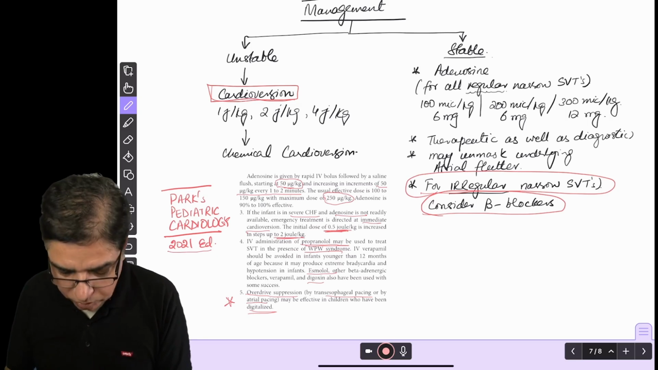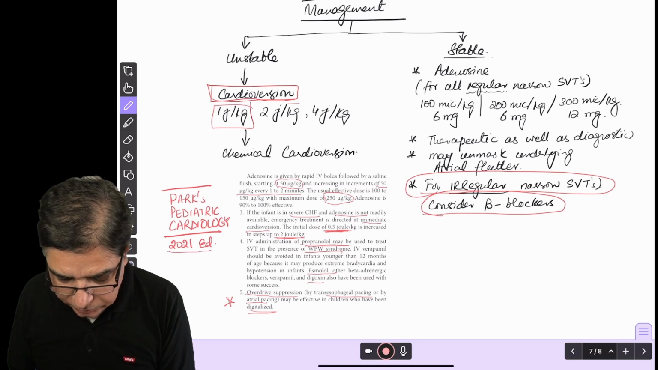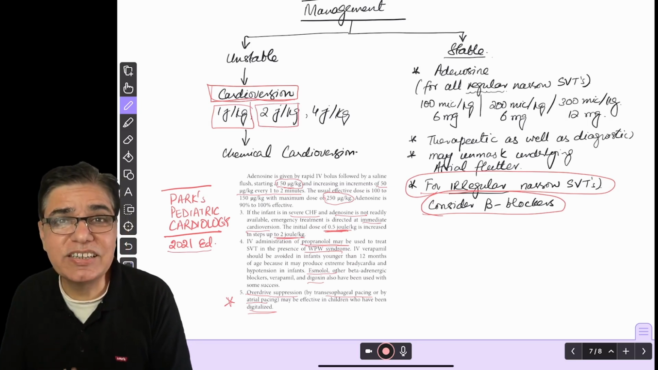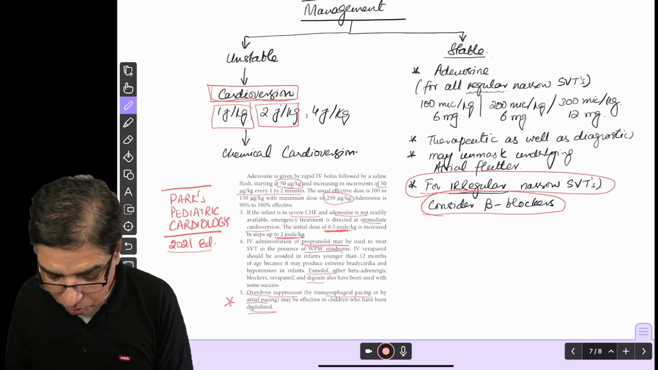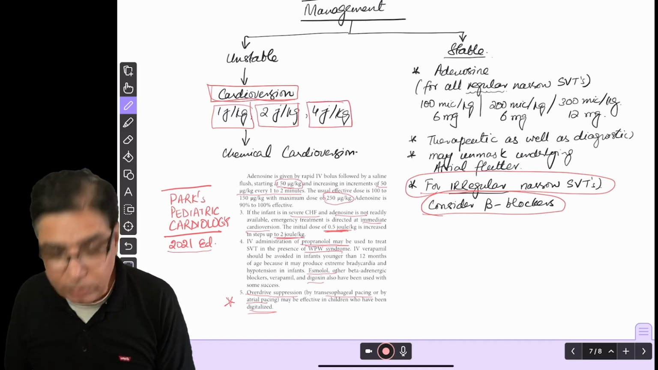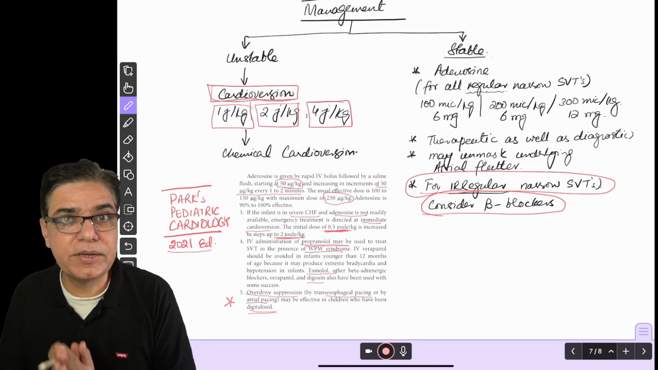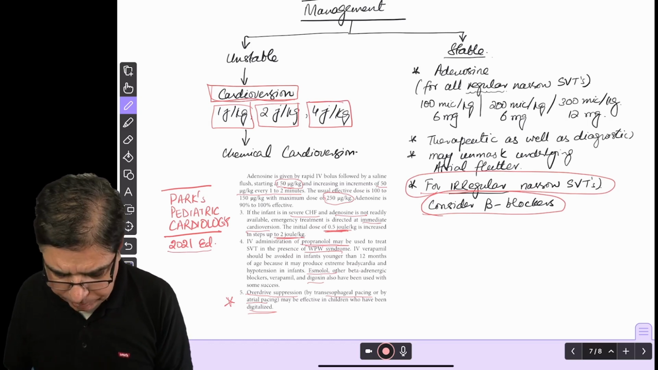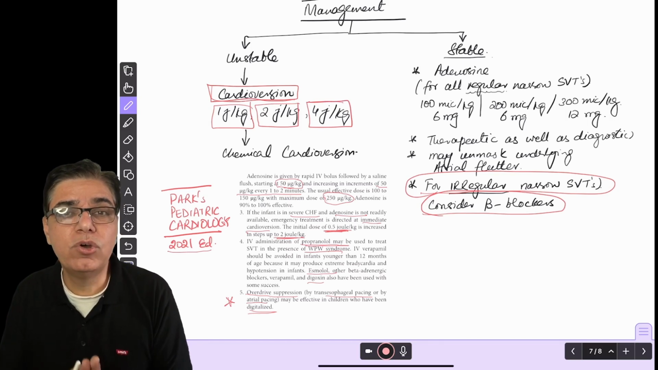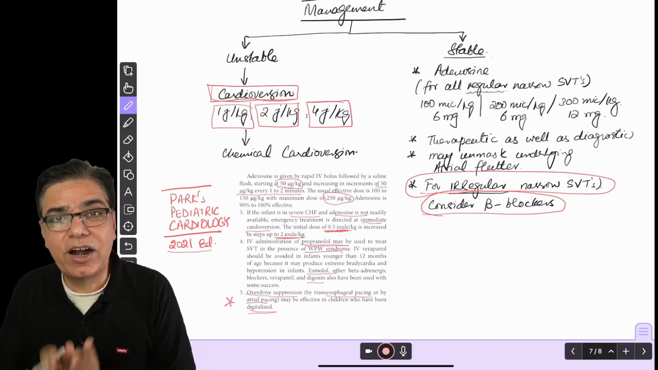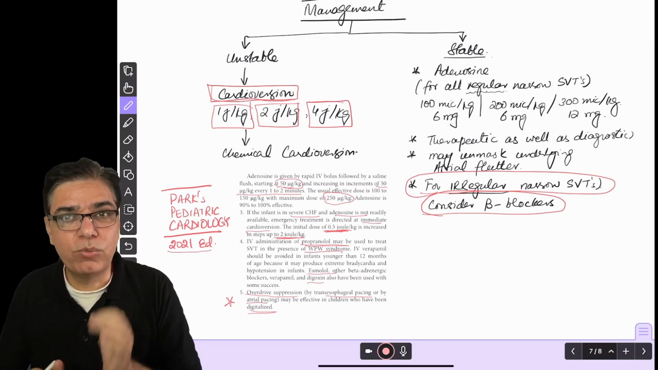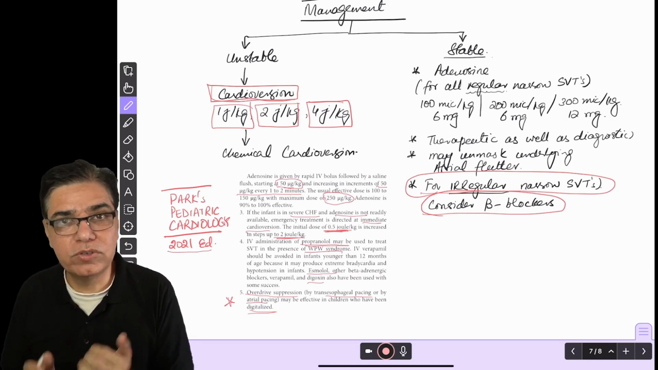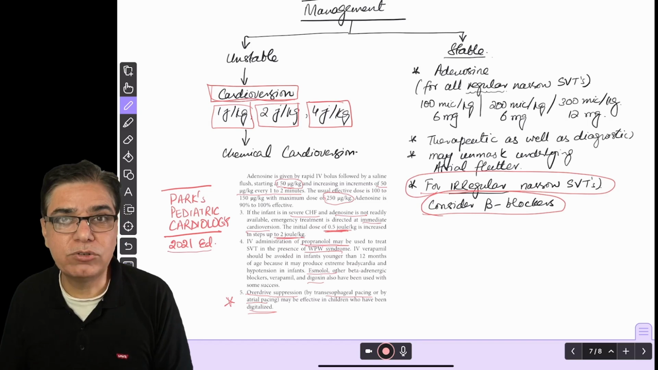If it doesn't work, you increase the dose to 2 joules per kg. And if it still doesn't break the abnormal rhythm, you can go to a maximum of 4 joules per kg. Most of the time 2 joules per kg usually breaks the rhythm. So you do synchronized cardioversion, 1 joule, then 2 joules, then if it doesn't work, 4 joules per kg body weight. That should work.